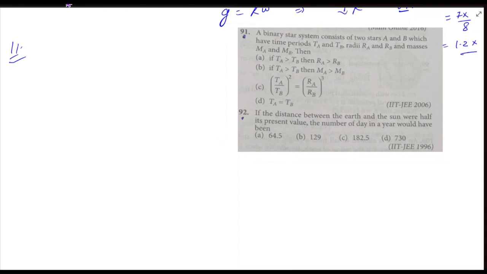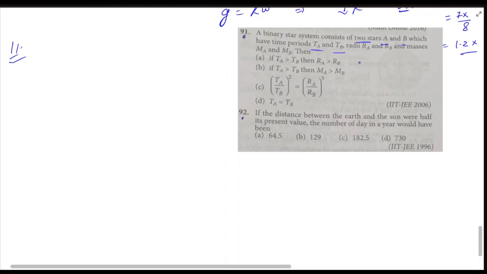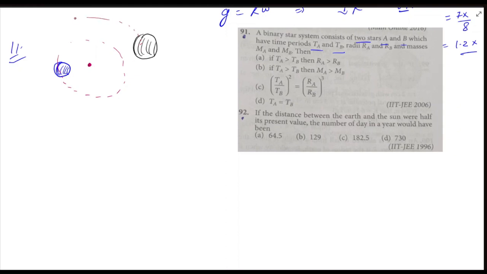Right. What we have here is a binary star system which consists of two stars A and B, which have time period TA and TB. The radius RA and RB and mass MA and MB then. Okay. So if they're a binary system, let's say this is our first star and this is our second star. Now look, they will be rotating about their center of mass. So this will be rotating like this, and this will be rotating like this.